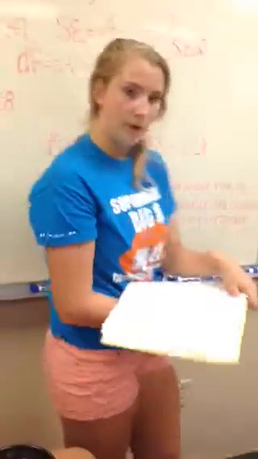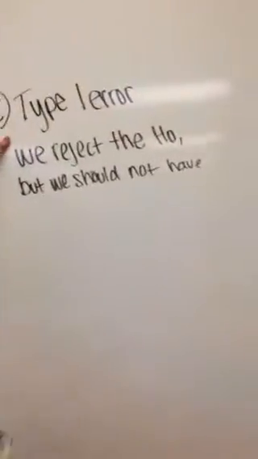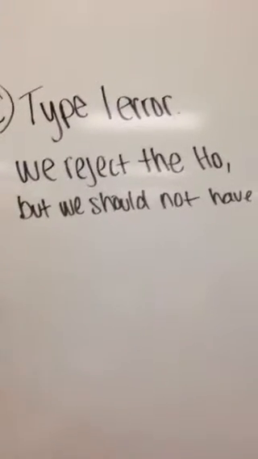And then for part C. If your conclusion turns out to be incorrect, what kind of error did you commit? Okay, so if that's incorrect, we committed a type 1 error, and that's because we rejected the null hypothesis, but we shouldn't have.